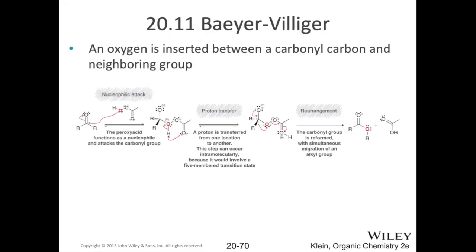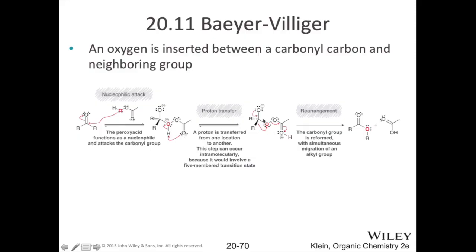All right, another good reaction to look at involving carbonyls is the Baeyer-Villiger reaction. That involves inserting an oxygen using a peroxy acid. So here's a ketone. We basically react it with our peroxy acid. This oxygen is our nucleophile here. It attacks that carbonyl, kicks those electrons up. Then we have an intramolecular proton transfer, where that proton goes to the carbonyl oxygen on our peroxy acid.